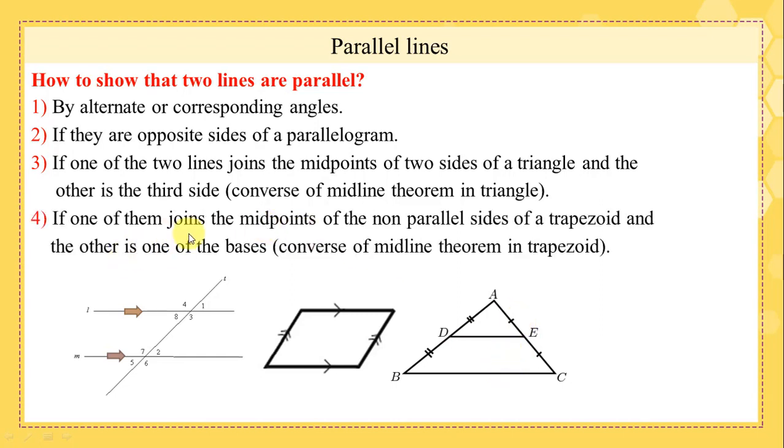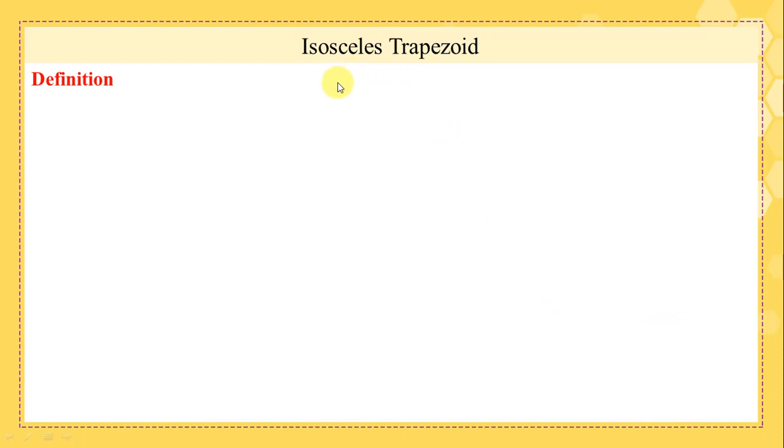4. If one of them joins the midpoints of the non-parallel sides of a trapezoid and the other is one of the bases. Converse of midline theorem in a trapezoid. The midpoints of the non-parallel sides of a trapezoid joined by a segment, then this segment is parallel to the bases.